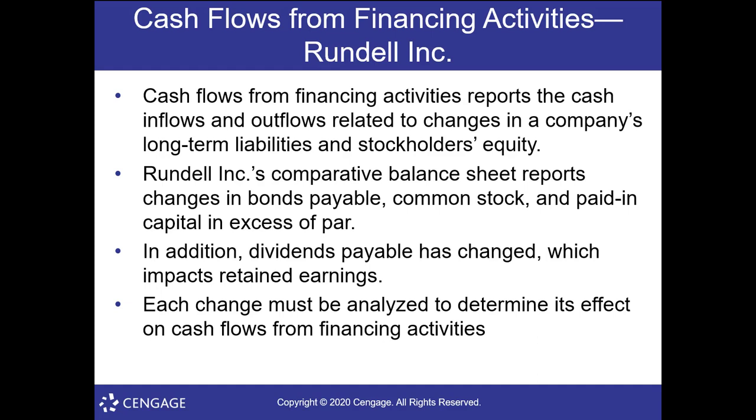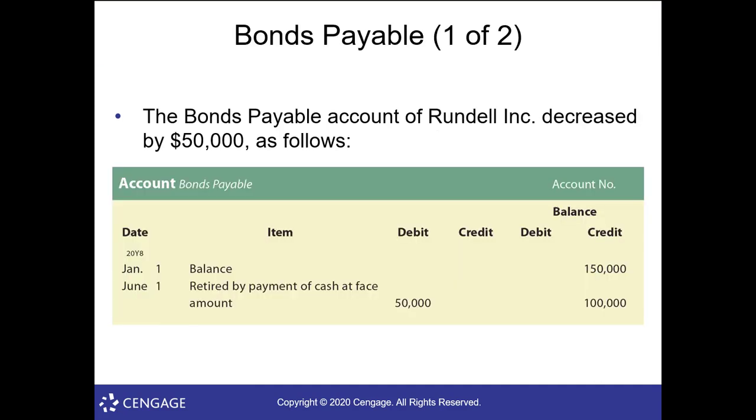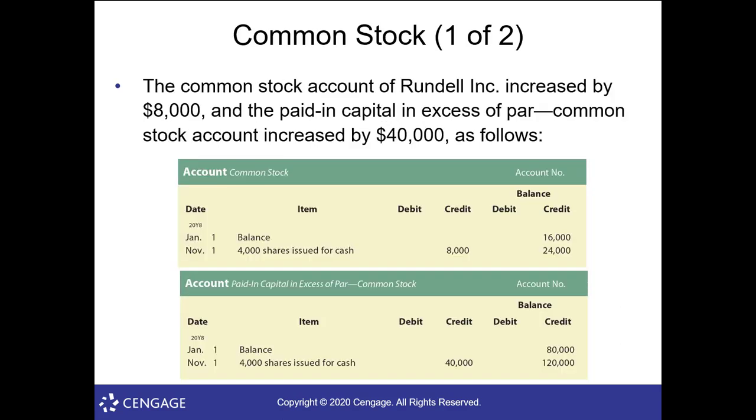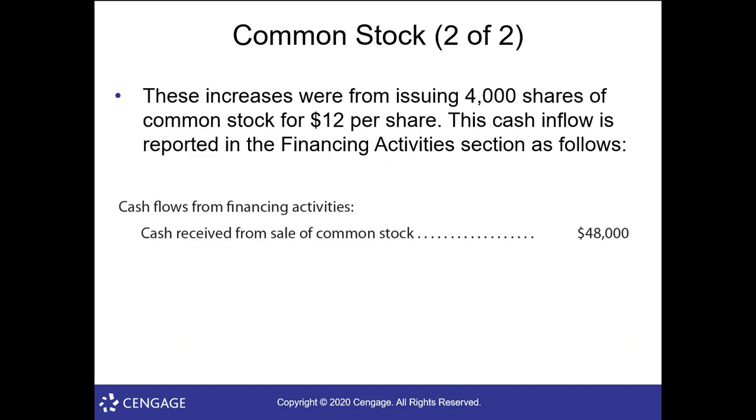And then financing activities are any changes. You can see we retired some bonds, so the bond balance went down by $50,000, so that's a negative cash paid to retire bonds. And then we had a sale of $8,000 in common stock with an additional $40,000 in additional paid-in capital in excess of par. So a total of $48,000 cash received from the sale of common stock.